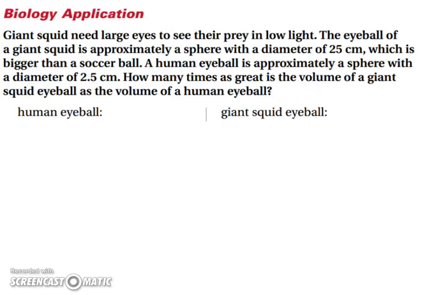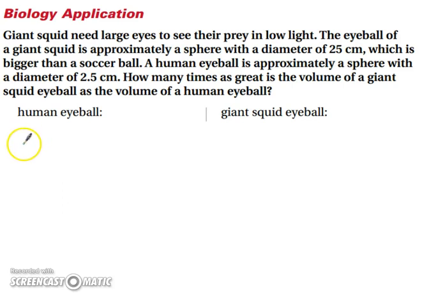Let's try a biology application. Giant squid need large eyes to see their prey in low light. The eyeball of a giant squid is approximately a sphere with a diameter of 25 centimeters, which is bigger than a soccer ball. A human eyeball is approximately a sphere with a diameter of 2.5 centimeters. How many times greater is the volume of a giant squid eyeball than the volume of a human eyeball? Take a moment and pause the video and try utilizing the volume formula that we had just practiced in the last 3 examples to figure out how many times bigger the giant squid eyeball is than the human eyeball.